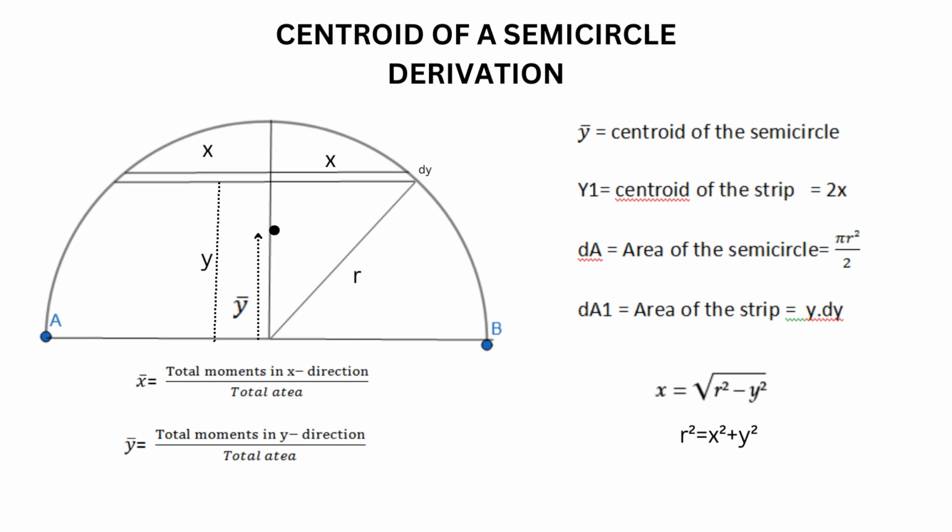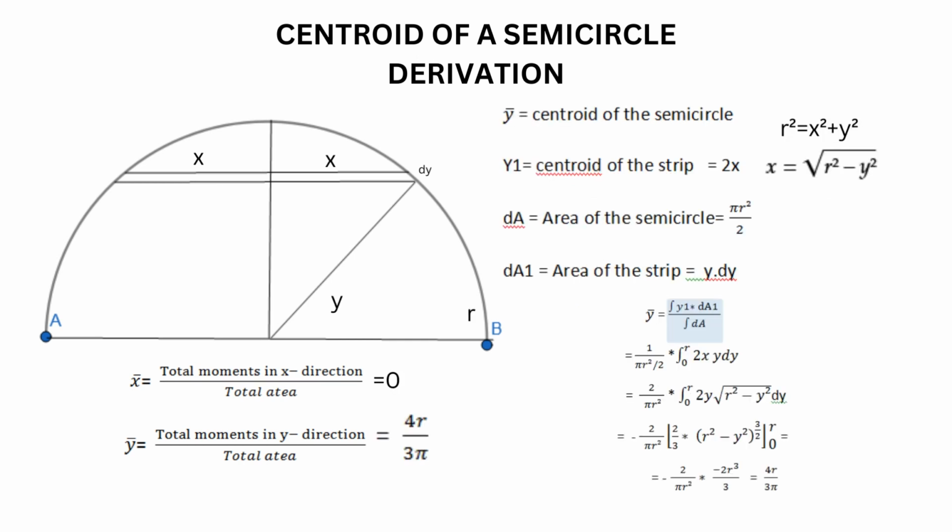So y dash is the centroid of the semicircle and y1 is the centroid of the strip, which is equal to 2x, and dA is the area of the semicircle, which is pi r squared divided by 2, and dA1 is the area of the strip, which is length into breadth, which is y into dy. So let us do the calculation.